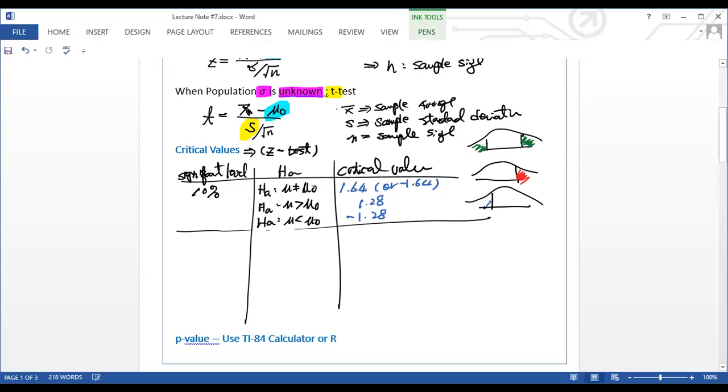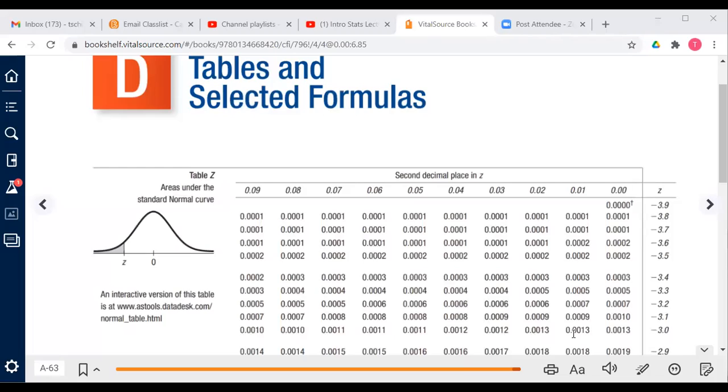Okay, now I'm going to show you how to use the table, because we already covered this in lecture number 6. Let's say this is 10% here, so this is the 10%. Let me show you the table way. At the end of your book are the tables. This is the Z table, because we're using the z-test here. So be careful, since we are using the z-test, this is the Z table. Make sure you know that.